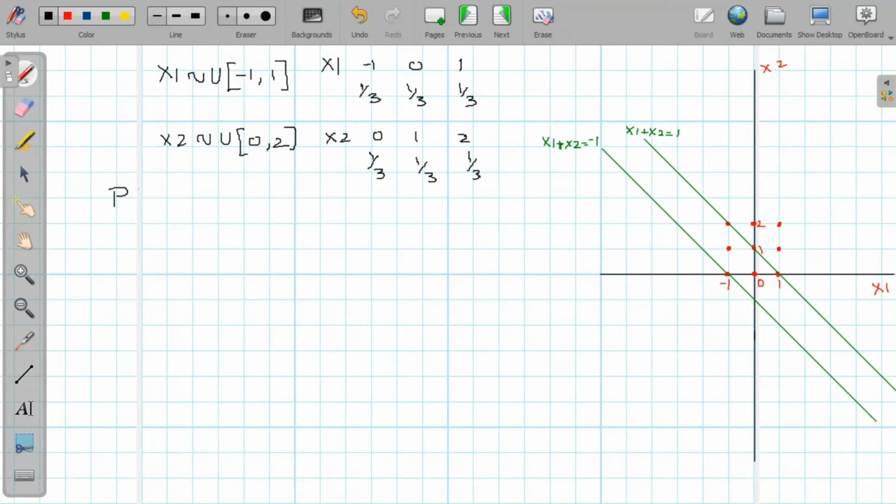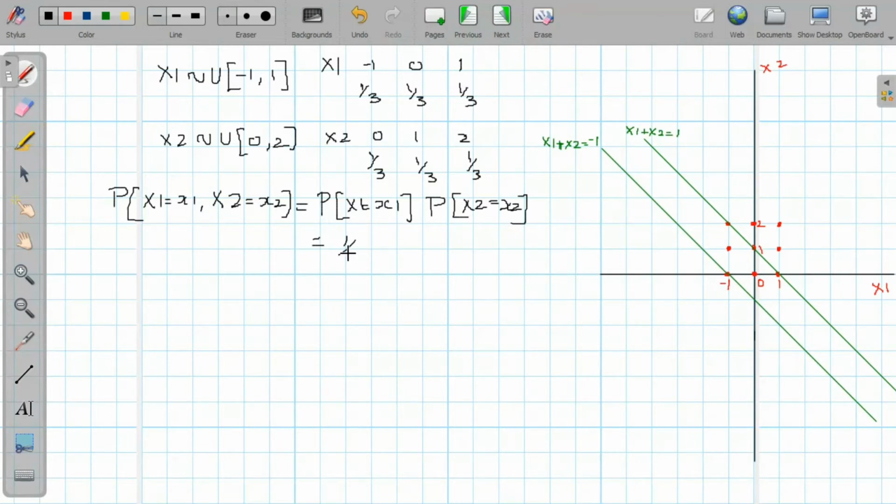So now we can write the joint PMF. The joint PMF will be equal to the product of the marginal PMFs, because x1 and x2 are independent. So here it will be 1 by 3 into 1 by 3, for the 9 values of x1 and x2 that we can form from these two sets.